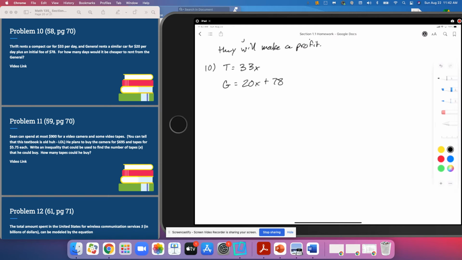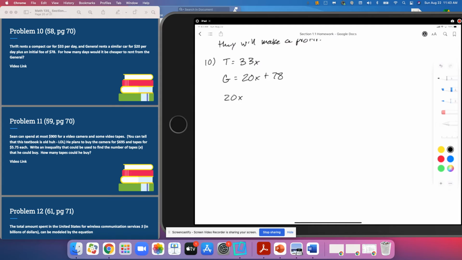And so for how many days will it be cheaper to rent from the General? In this one, again, folks, we are going to be writing an inequality. Cheaper would mean less. And so what we want is to put the General next to Thrift and have the General be less than Thrift. And so let's go ahead and do that. We are going to take 20x plus 78, which is our equation for the General. We want to know when that will be less than the cost at Thrift, which is 33x.